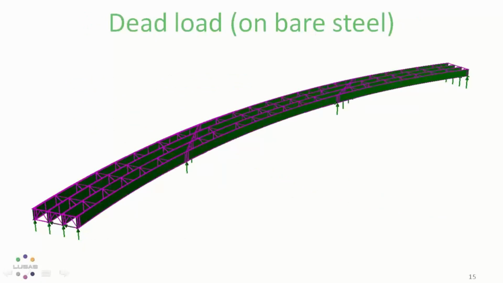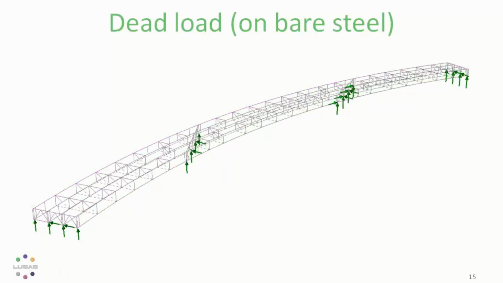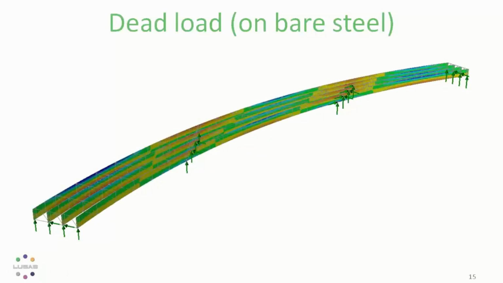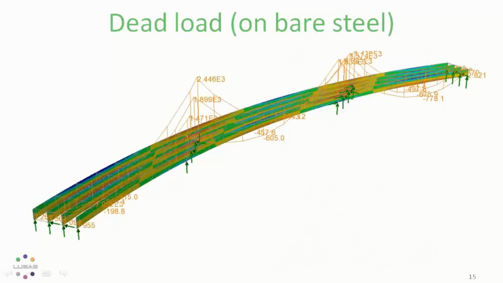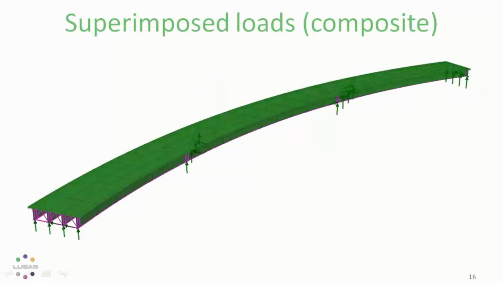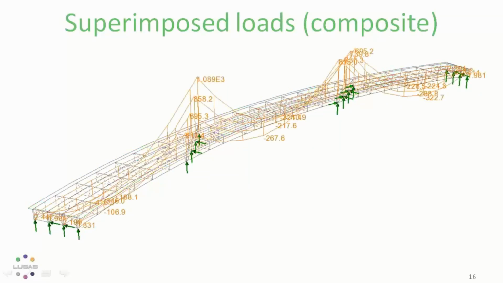And if you deactivate the deck, you can see the results for the dead load on the bare girders, and the improved slicing tools, as we see here, give you non-composite moments, shears, etc. And of course, similar results are available for the fully composite bridge as well.